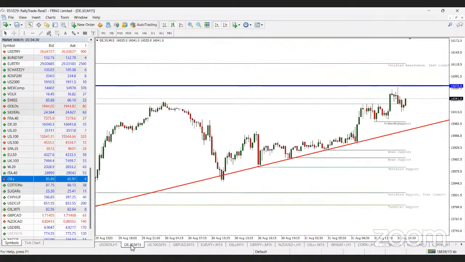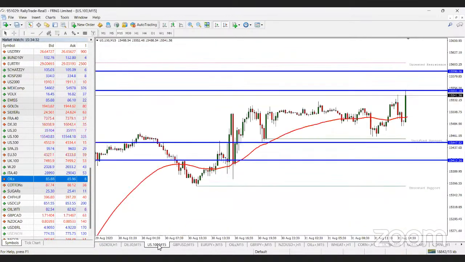So let's not doubt that, okay? US 100 is going to continue bullish.